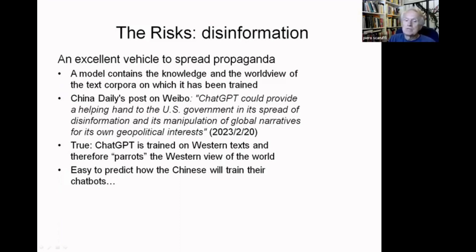It's true. ChatGPT is trained on Western text, and therefore it propagates the Western view of the world. This is true, and it's not difficult to predict how the Chinese will train their chatbots.